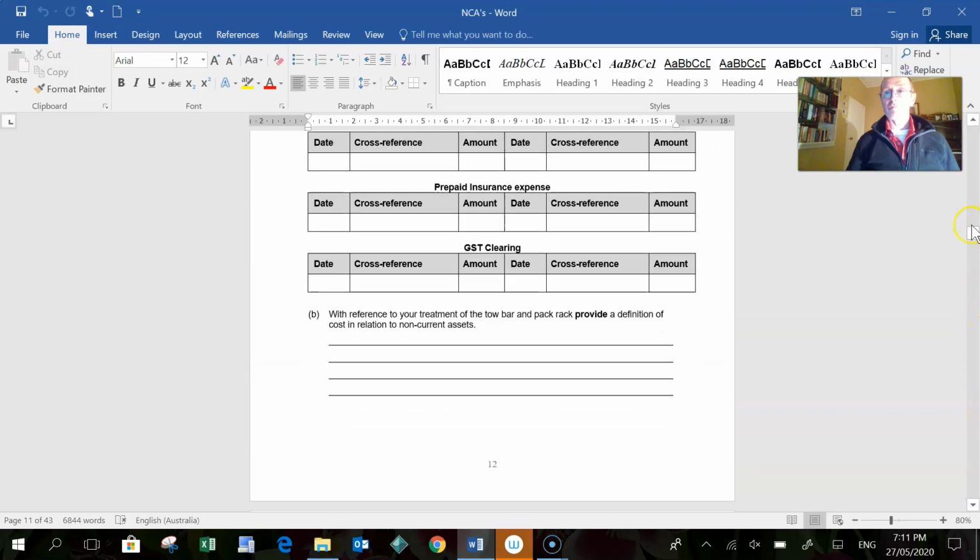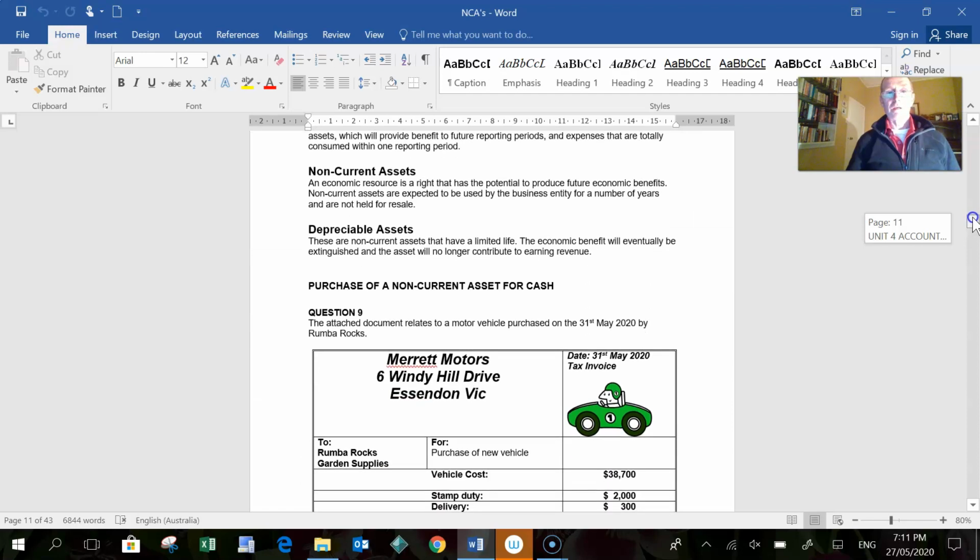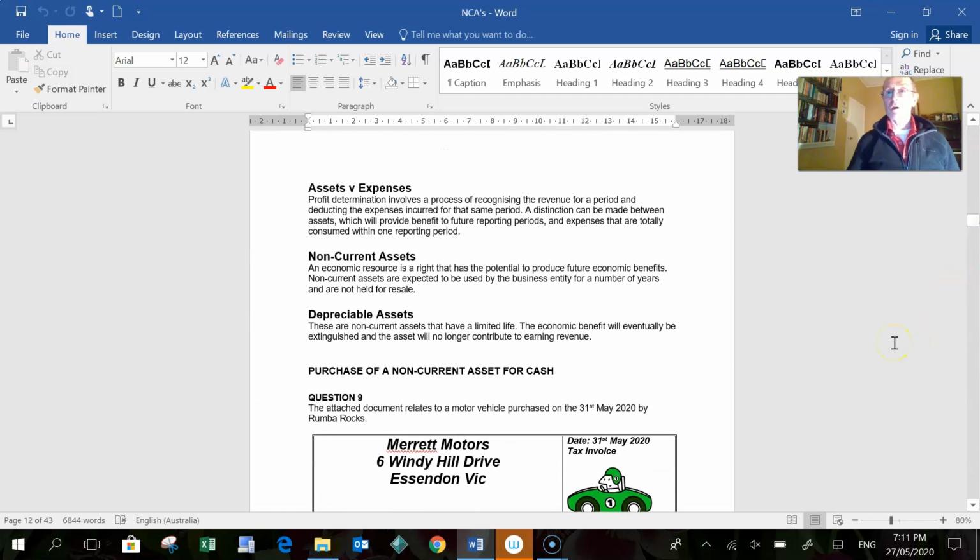So the first thing we're going to look at is the definition. So assets versus expenses. An asset is an economic benefit which is yet to be consumed, whereas an expense is the consumption of an economic benefit. So they're closely related. So assets will continue on into the future, where expenses have been consumed in the current period.